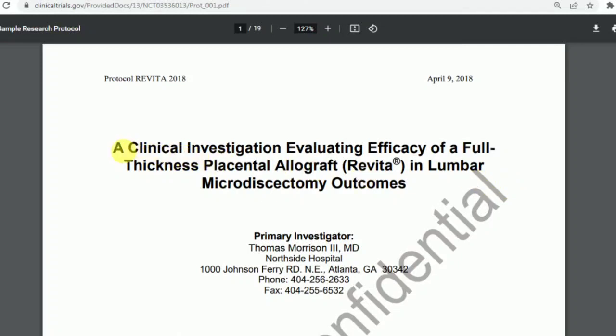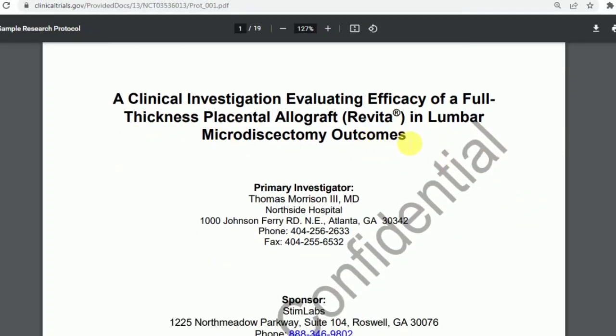First we will discuss the title. In the title, the therapeutic area in which the clinical trial is conducted is mentioned. Here you can see: a clinical investigation evaluating efficacy of a full thickness placental allograft in lumbar microdiscectomy outcomes. Sorry if I pronounced it incorrectly. So this is the title of the protocol.